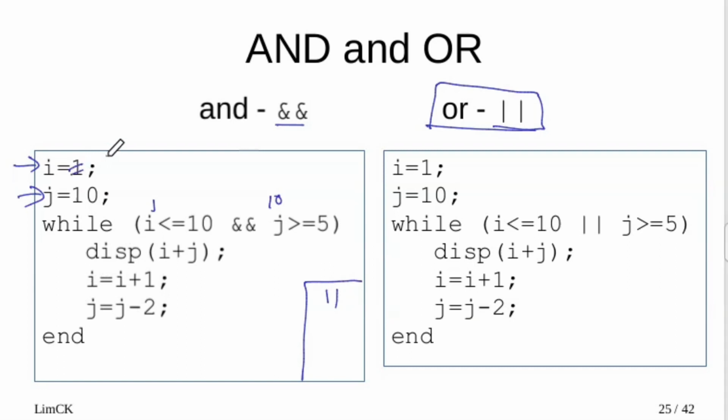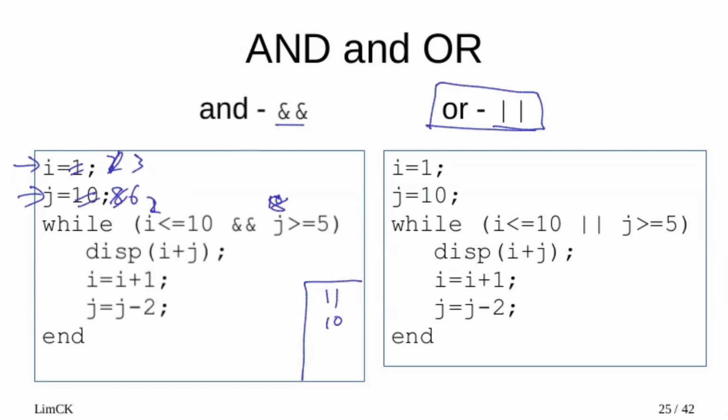And then I will be increased by 1. I becomes 2. j will be decreased by 2. j becomes 8. Okay, when you have 2 and 8 here, this is still true, right? 2 is less than 10, 8 is greater than 5. This is still true, right? So we will display 2 plus 8, 2 for I, 8 for j, you display 10. And then after that, I will increase by 1 again, becomes 3. Okay, j becomes 6, decreased by 2.